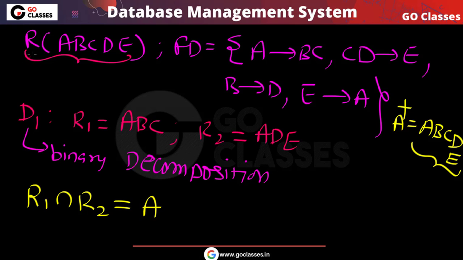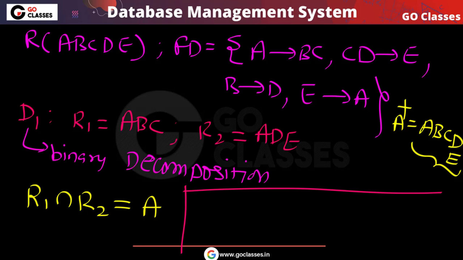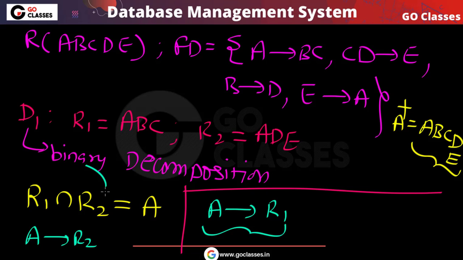Actually, in this original relation, A is one of the candidate keys. The common set of attributes, R1 intersection R2, is A, and A can determine R1 and also R2. The point is that this common part can determine either R1 or R2. So A is a super key in R1, and also a super key in R2, but one is enough. If it is a super key in R1, that is enough to say that it is a lossless decomposition.